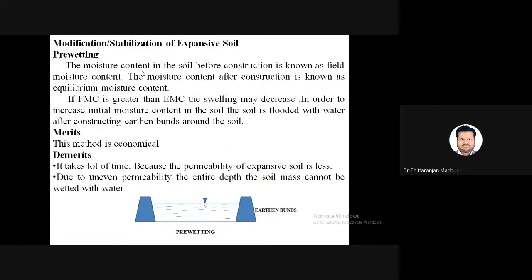So we need to increase the initial moisture content of the soil. The soil is flooded with water before construction, with earthen bunds around the site. First the site is selected, certain bunds are constructed around the site, then these bunds are filled with water. The merits of this method are that it is economical and no sophisticated equipment is needed.